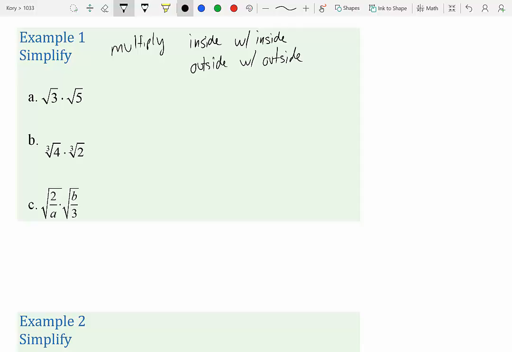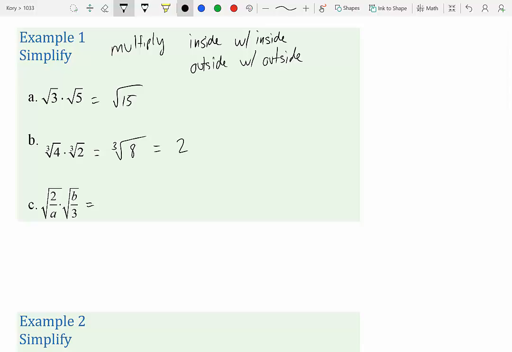Alright, so here we have 3 times 5, which is the square root of 15. There is no such thing as the square root of 15, and it doesn't say to approximate, so that is our answer. Alright, here we have cube root. 4 times 2 is 8, and the cube root of 8 is 2. Because we can't simplify that more, we're done.